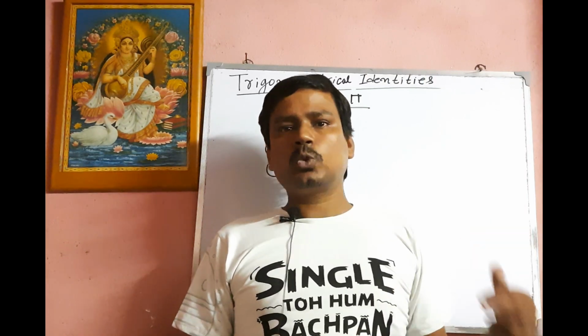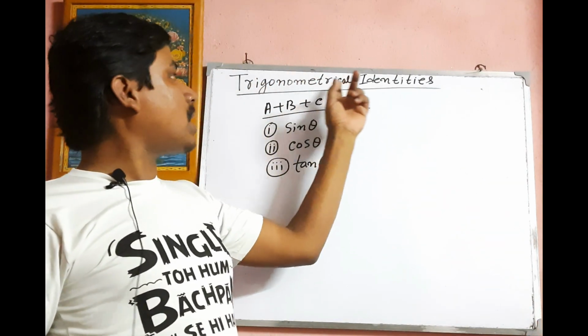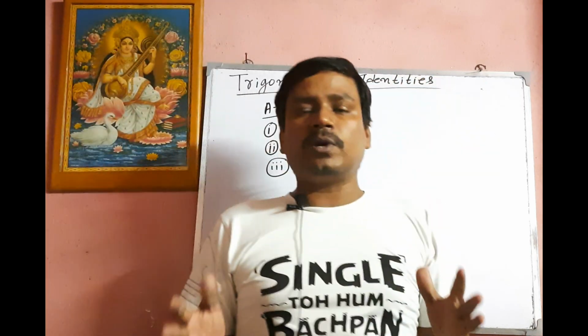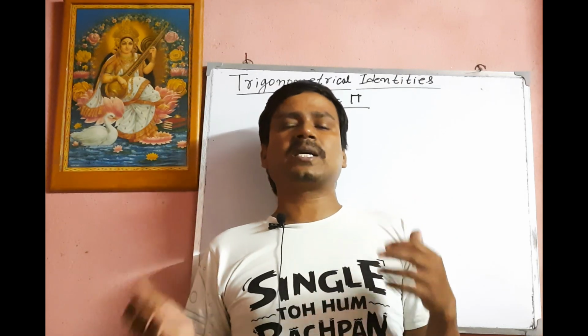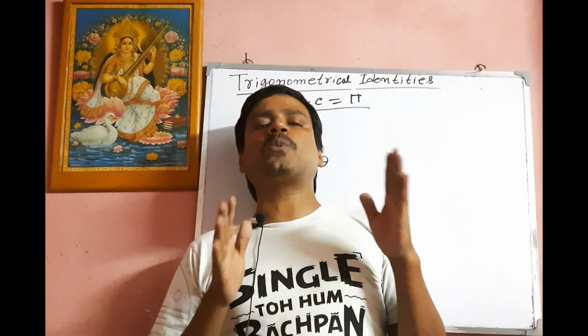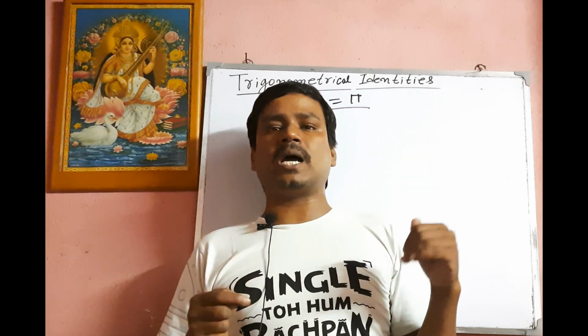Dear student, today we are discussing the 11th level chapter, and the chapter name is trigonometrical identities. In this chapter, at first we are discussing some formulas and then giving some examples of this chapter. We divide the formulas of this chapter into three types.